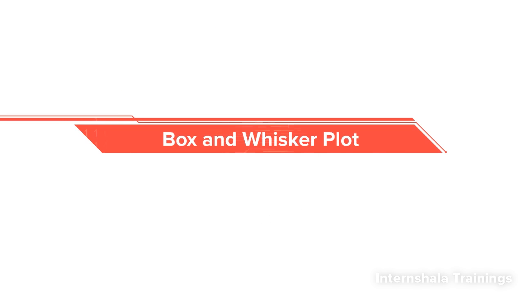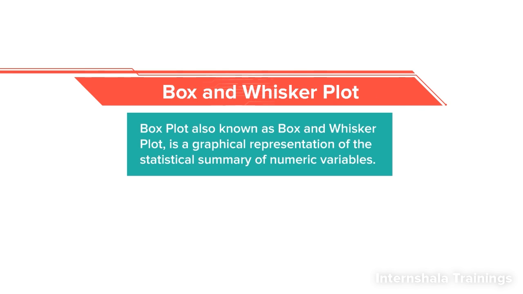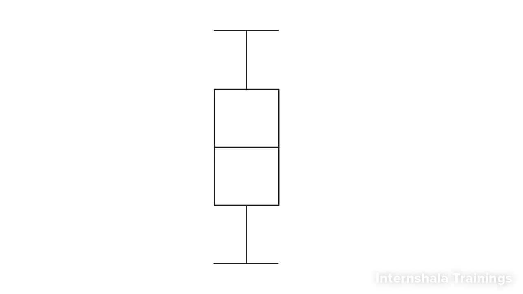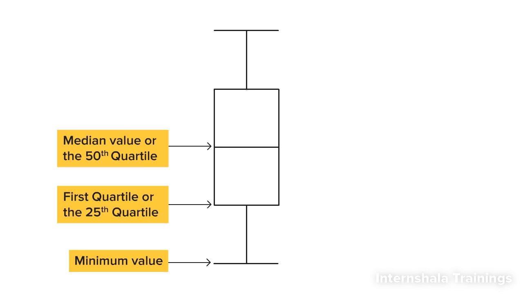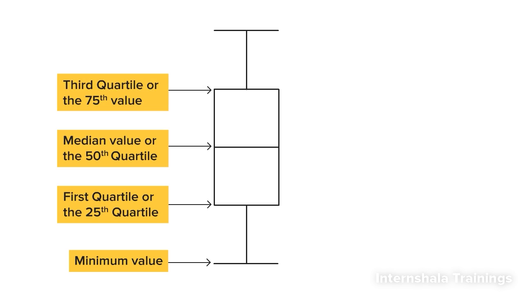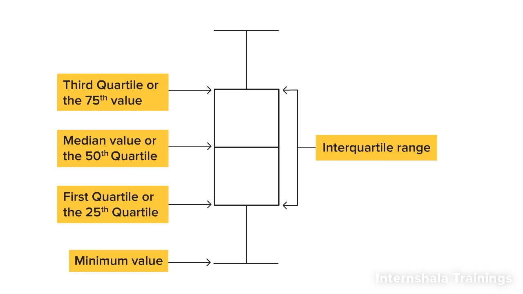Now let's look at box plots. Box plots, also known as box and whisker plot, is a graphical representation of the statistical summary of numeric variables. This graph is represented in a rectangular format, with adjoining whiskers at both ends and a line bisecting the rectangular block. From the graph, we can obtain the following: minimum value, first quartile or the 25th quartile, median value or the 50th quartile, third quartile or the 75th quartile, interquartile range, maximum value, outliers.